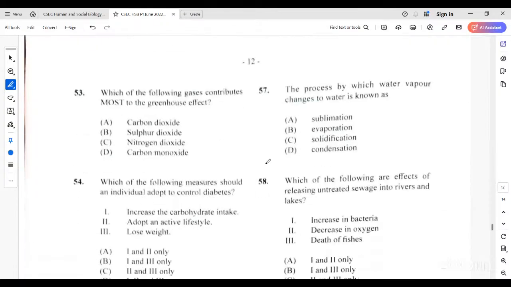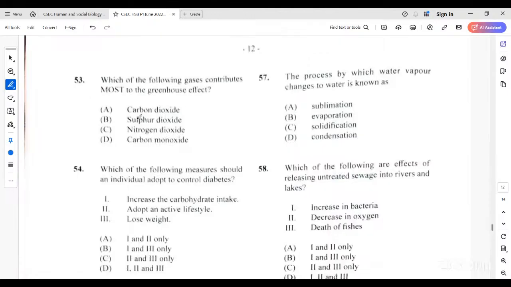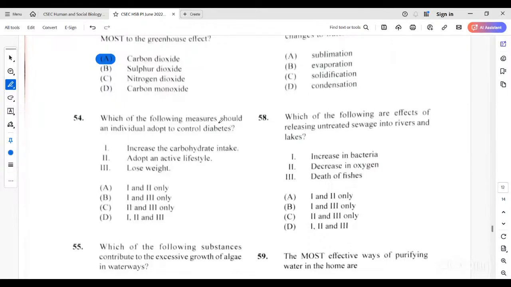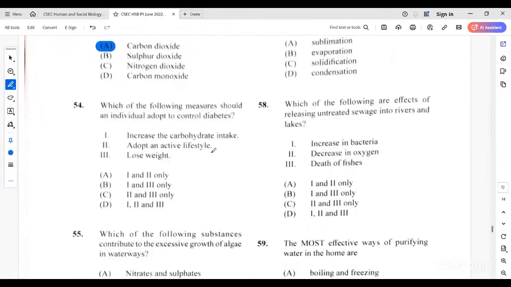53. Which of the following gases contributes most to the greenhouse effect? Carbon dioxide, sulfur dioxide, nitrogen dioxide, carbon monoxide, and we know the whole rant about carbon dioxide. I think everyone knows about the greenhouse effect and global warming and reducing your carbon footprint, etc. So 53 is it. I hope by now you see that we're wrapping up. The last section of the syllabus is man's impact on the environment.